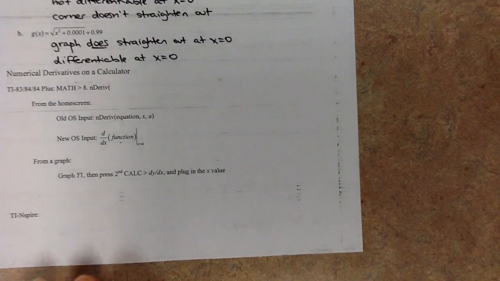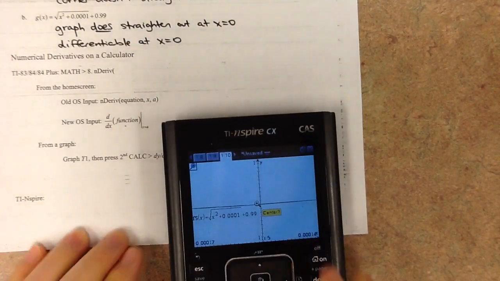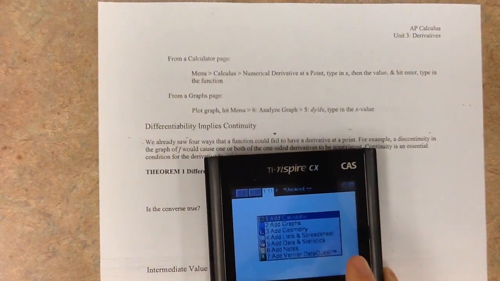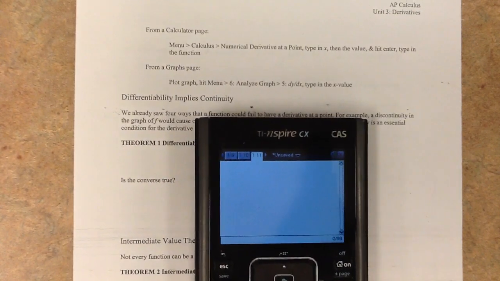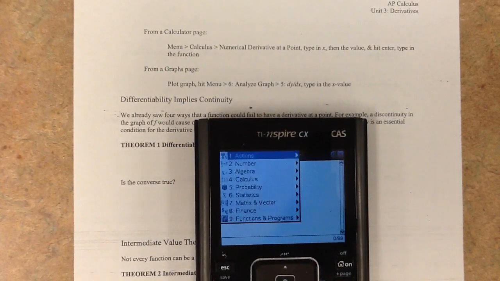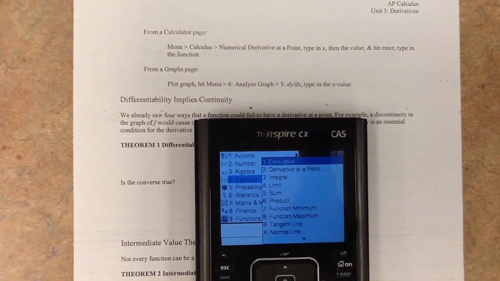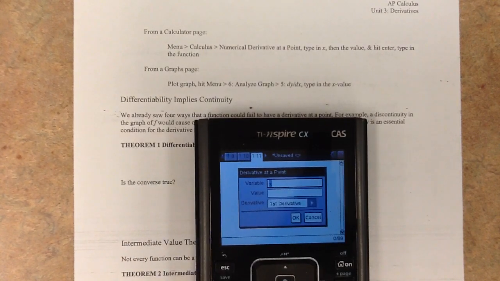The Inspire, what you're going to do, we've got a couple of different options here. If you're on just a normal calculator page, oops, I forgot to do the graph one for the 84 plus. We'll go back there in a second. So from a calculator page, you want to hit menu, and then we've got this whole wonderful menu for calculus. So hit the number 4, and then you can take the derivative at a point. Yours might say numerical derivative at a point. Mine's a slightly different version. So either way, that's the one you want.